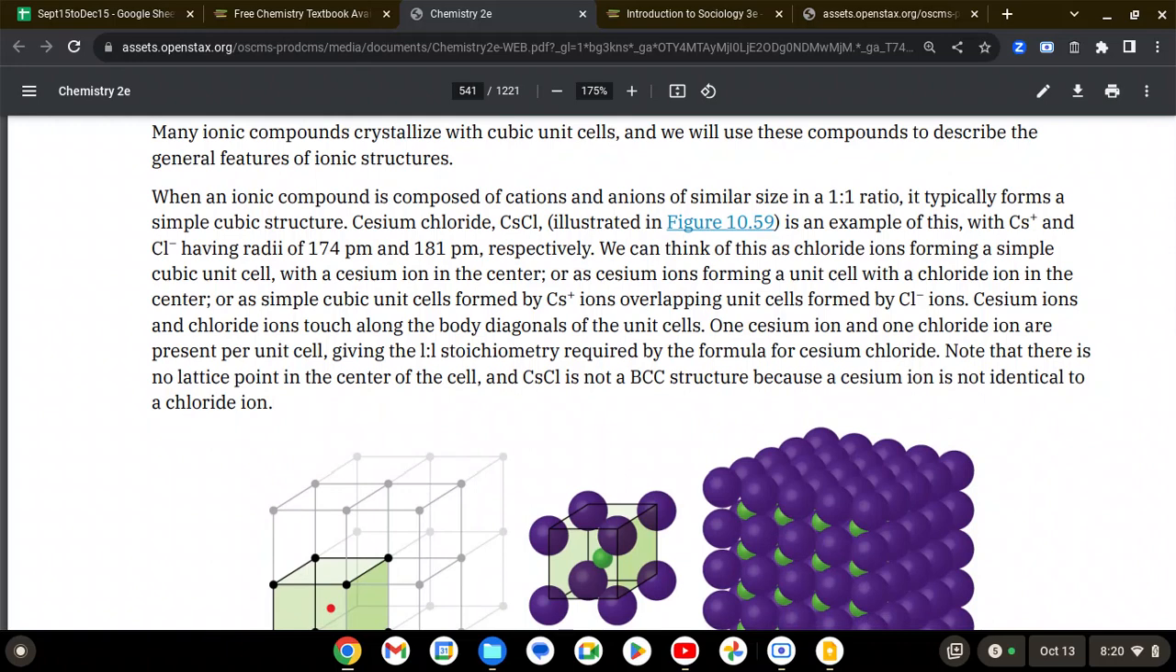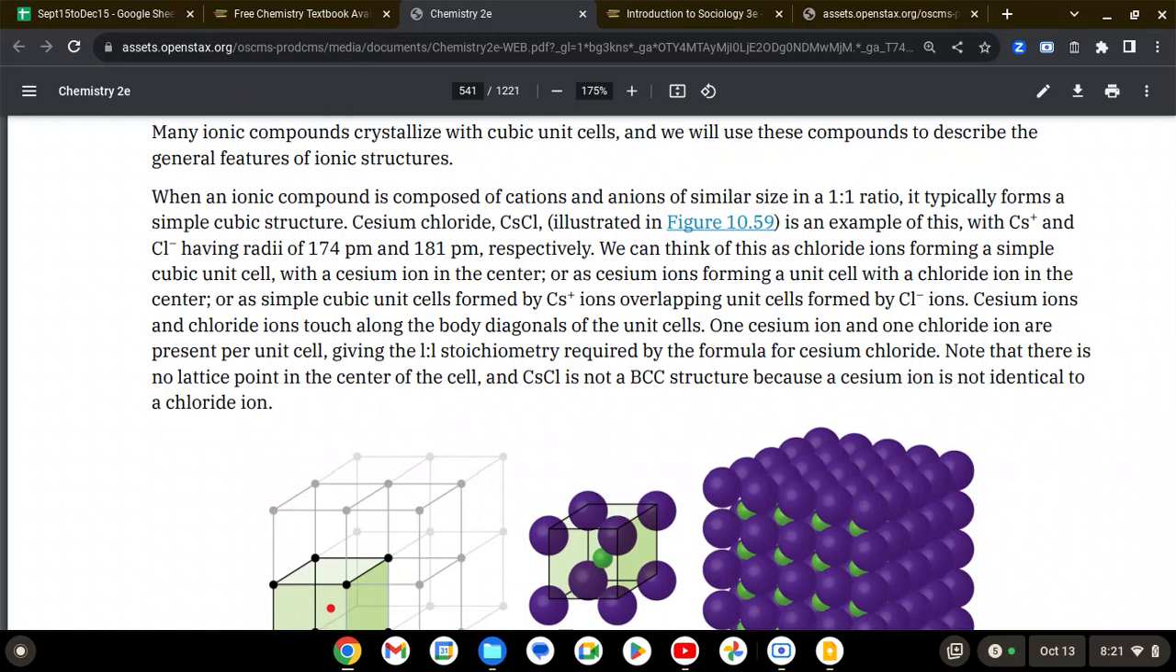is an example of this, with the cesium plus and chloride minus ions having radii of 174 picometers and 181 picometers respectively. We can think of this as chloride ions forming a simple cubic unit cell with a cesium ion in the center, or as cesium ions forming a unit cell with a chloride ion in the center, or as simple cubic unit cells formed by cesium ions overlapping unit cells formed by chloride ions.